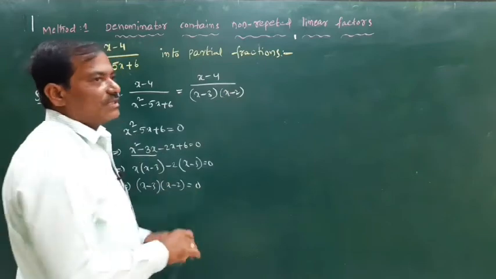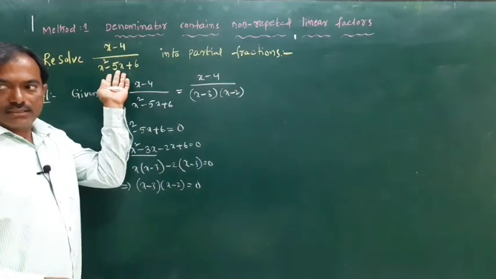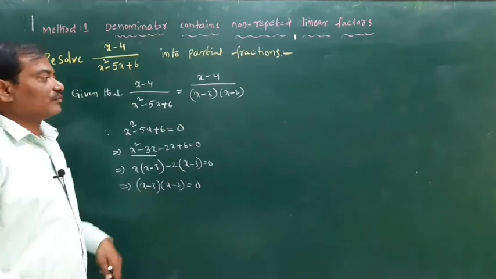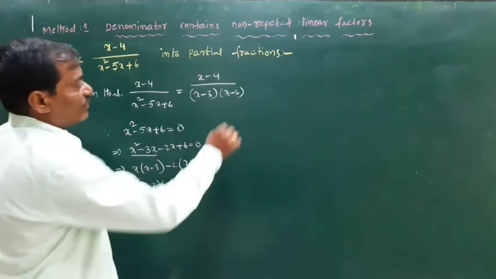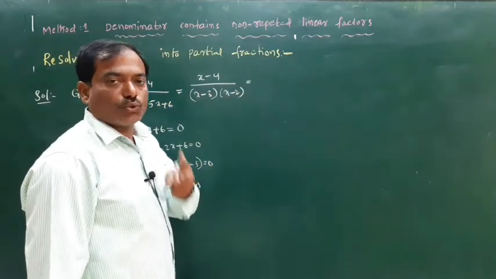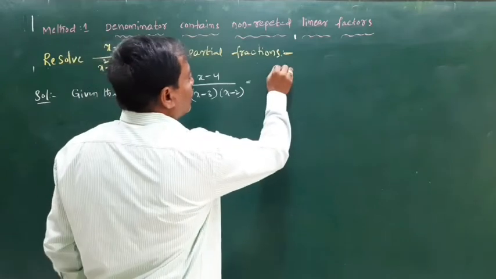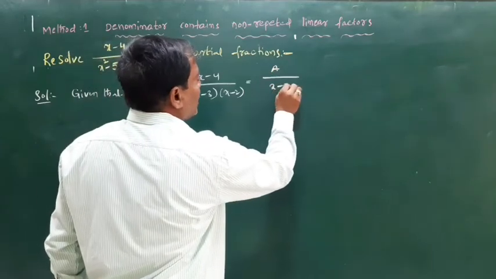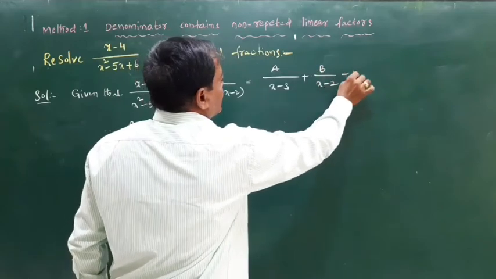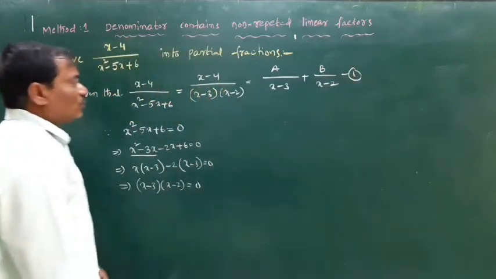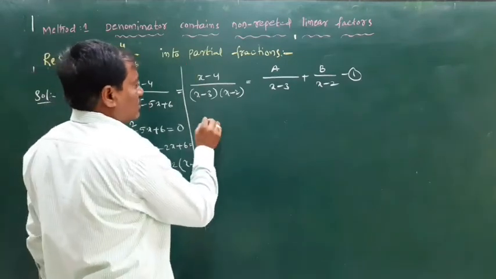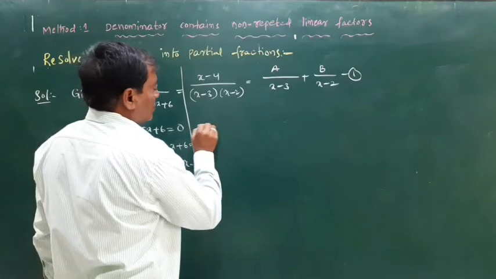Okay, so we have this kind of denominator, and we have to write it into this form. Now we have to write the partial fraction. Yes, now this is equal to, and this g of x contains two non-repeated linear factors. So therefore a by (x minus 3) plus b by (x minus 2). We have to call this equation 1, and then we have to find these values. Okay, clear?